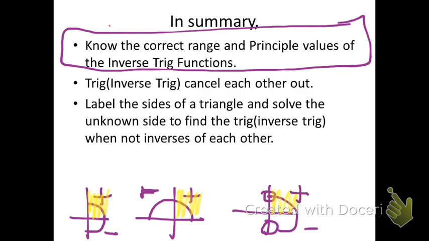Then next we had the trig and the inverse trig. They cancel each other out. And lastly was when you're doing the trig and the inverse trig, but not of the same trig, then you just want to make sure that you can draw a triangle and label the sides. Okay?